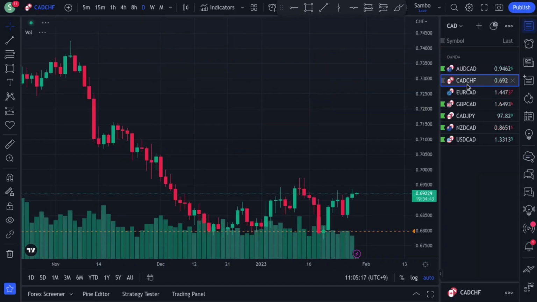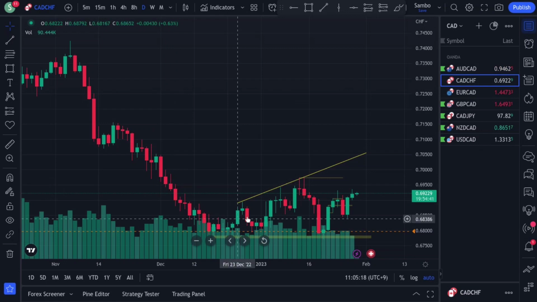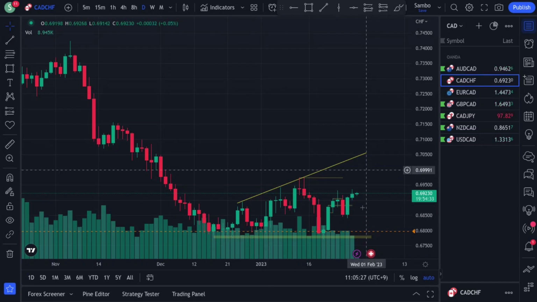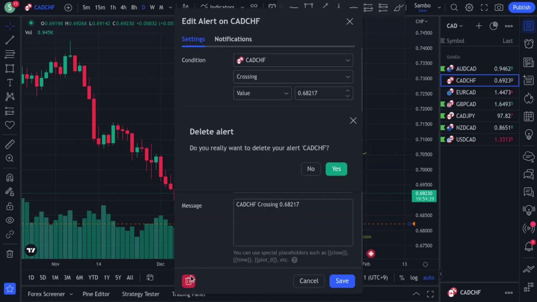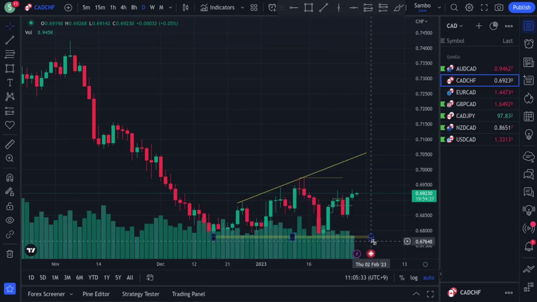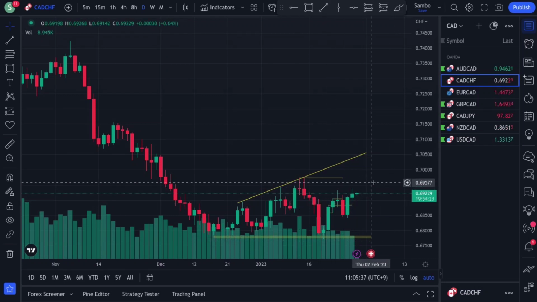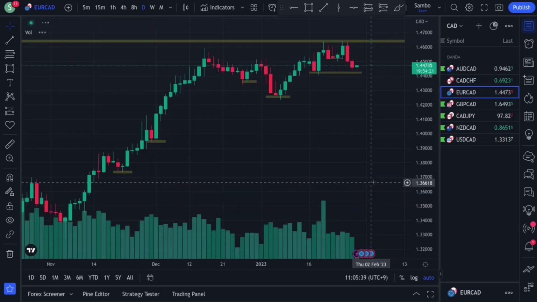Next up, we've got CAD. So look at CAD Swiss. Right here, you could say it's pretty choppy. We weren't able to make lower lows, right? We're seeing some sideways movement over here. So no trend just yet. In fact, I'm going to take out this line here. I'd probably end up putting a line down here, but it may take a few days, right? This is on the daily, so nothing just yet.